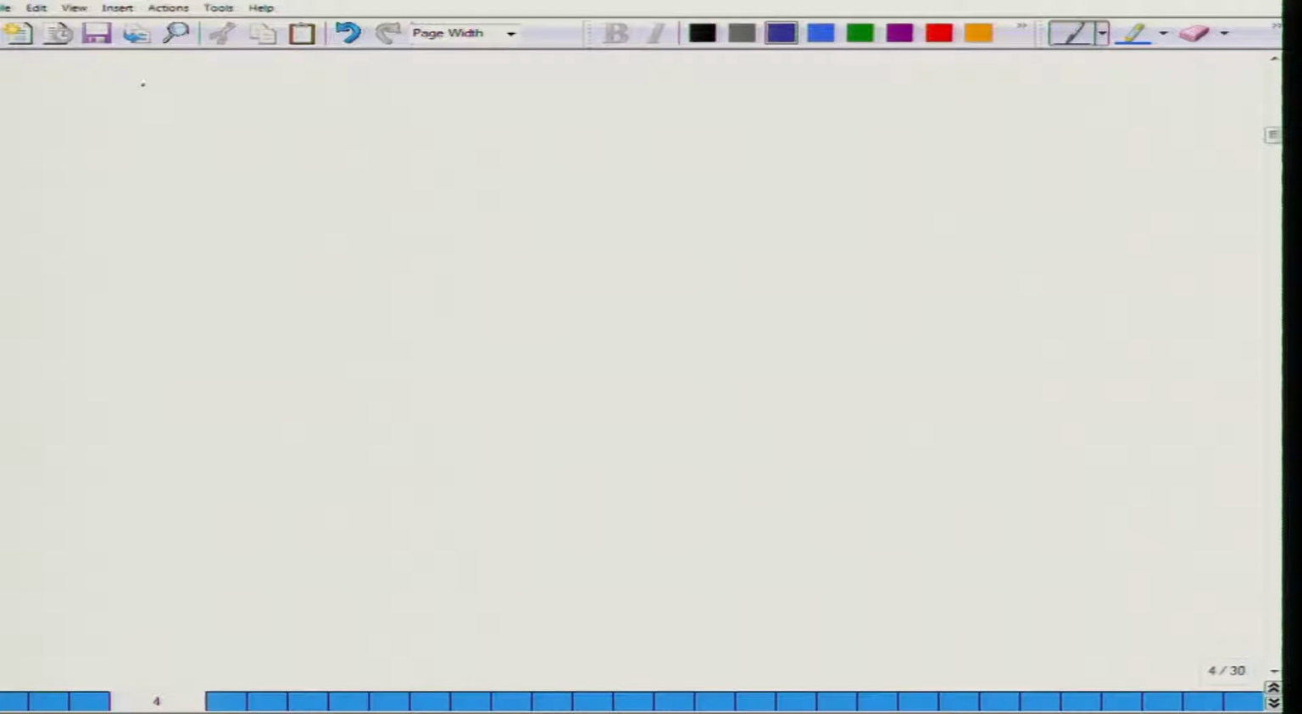Today is the second day of the 10th week of this course, and today we will continue our discussion on Fourier Transform, which we initiated in the last class. So, what I will do today is I will first write down the expression for Fourier Transform and then explain what it implies.